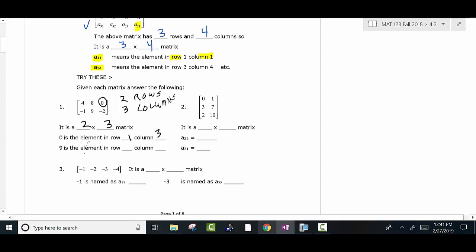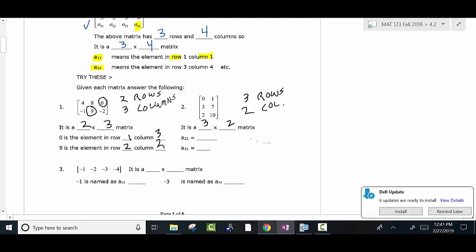All right. How about the 9? What is it located in? Row 2, column 2. All right. Let's do the next one together and get this out of the way. Next problem, how many rows? 3 rows. How many columns? 2. So what's the size? 3 by 2, in that order. So it's a 3 by 2 matrix.